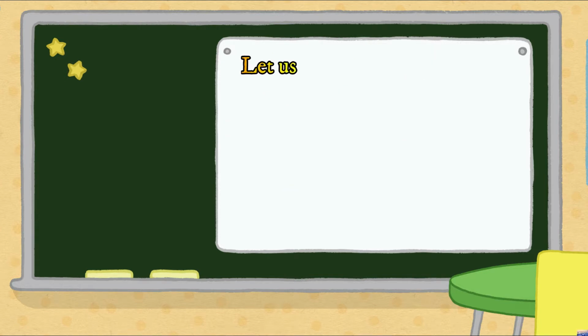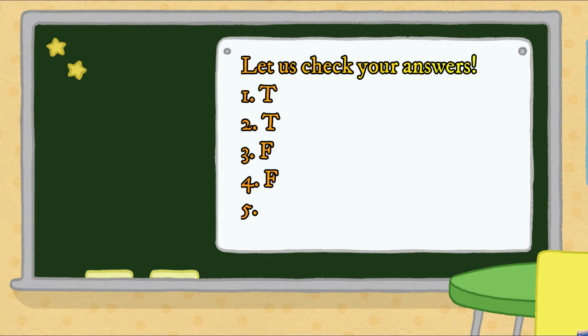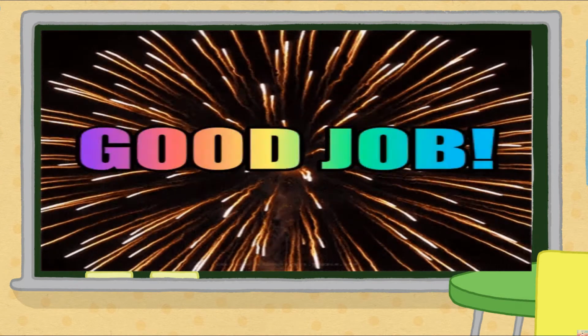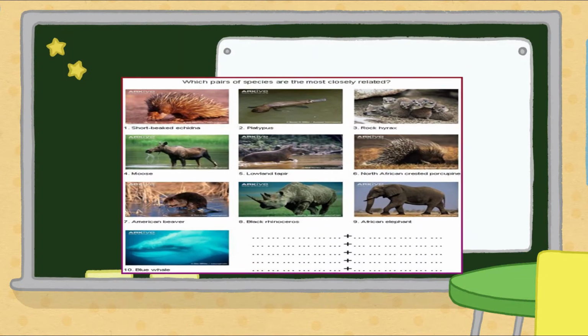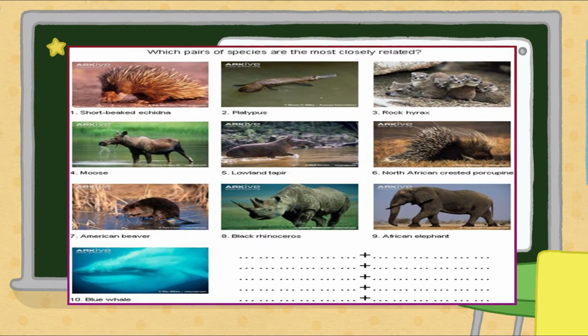And now, let us check your answers. Number 1, true. Number 2, true. Number 3, false. Number 4, false. Number 5, true. If you get a highest score, that's great. And if it's not, that's still okay. Shall we proceed? Try to observe this picture of different species.